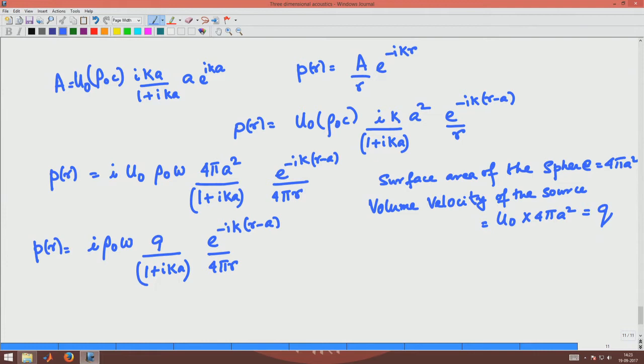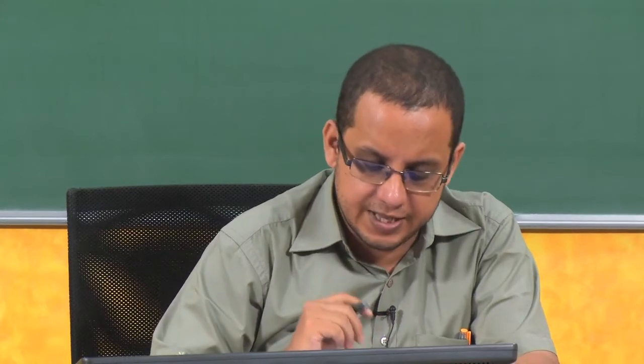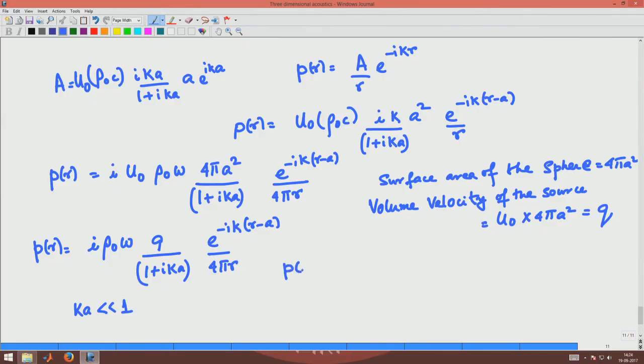Now, if we take a very crucial limiting case of this pulsating sphere, we get to a very fundamental source in acoustics, which is called the monopole. So, by setting k a to be much less than 1, okay, remember k is the acoustic wave number and a is the radius of the sphere that we are talking about. So, this in other words means that the radius of the sphere is very small in comparison to the acoustic wavelength.